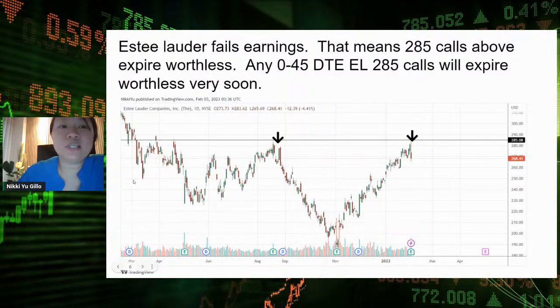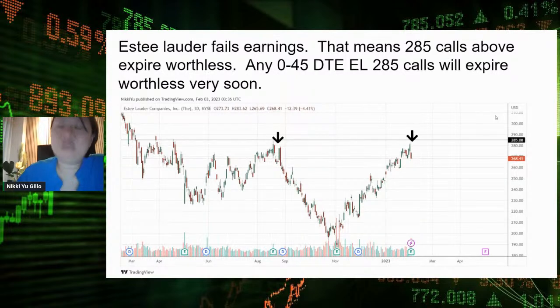Last night, as we said, Estee Lauder failed on the earnings. That means that all these 285 calls at resistance are now likely to expire worthless. So technically speaking, between 0 to 45 days to expiry, almost all the Estee Lauder 285 calls have a high probability of expiring worthless very soon.